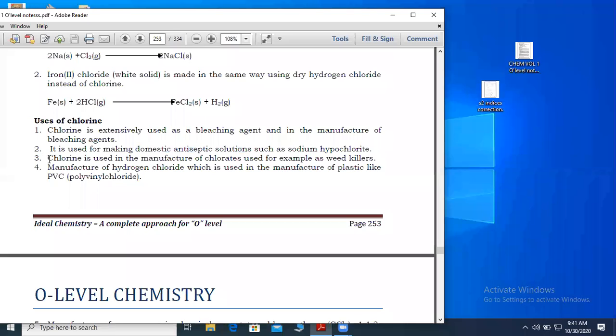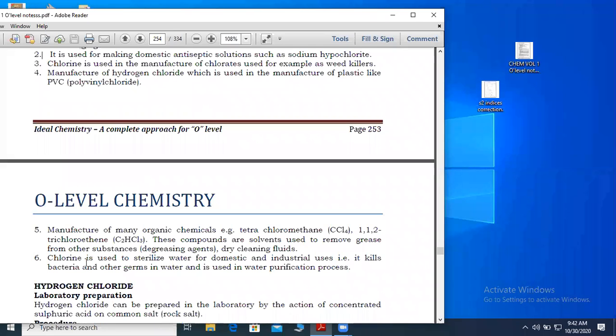Then another important one, it is used in manufacture of chlorates. It is used in the manufacture of hydrogen chloride gas. Chlorine is used in manufacture of hydrogen chloride gas. So the important ones are number 1, number 4, then number 6. It is used to kill germs in water. Remember, water purification. So that is it for today.